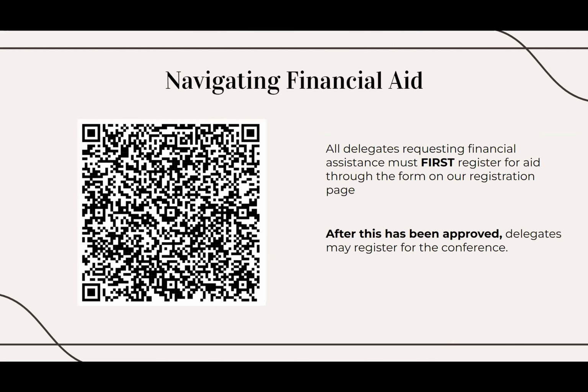All right, next up is financial aid. All delegates requesting financial aid must first register for financial aid through the form on our registration page. Before you register as a delegate, we ask that you register for financial aid, which can be found at the link provided in this QR code. Afterwards, after this has been approved, you'll get a message from our USG of Finance, and then you may register for the conference.